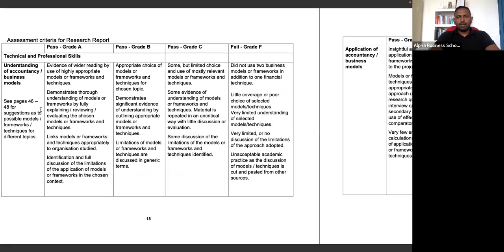So if you want to achieve the pass grade A, that's what we have to focus on. For each and every element of the research, how you will score a grade A is mentioned here. Let's explore one by one.